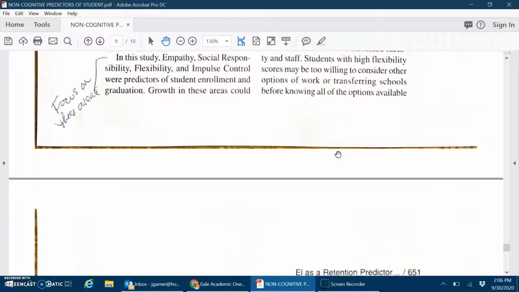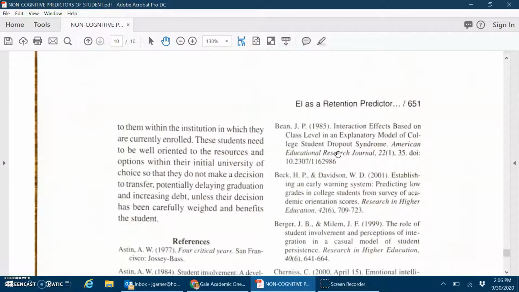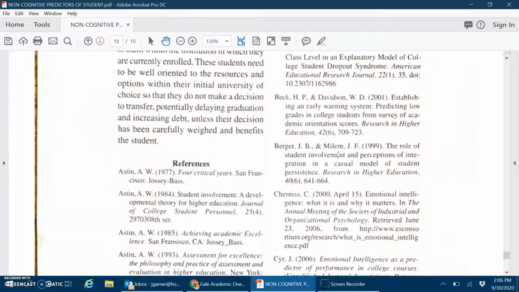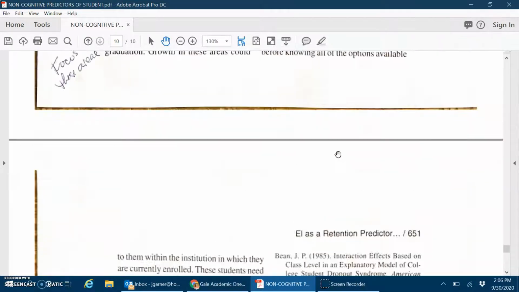So the limitations section you might not need unless, let's say, you're writing a causal essay or a solution essay where you're looking at the issue of college success, and you want to give some recommendations on what colleges can do to help students be more successful. All right, so hopefully that gives you an idea.